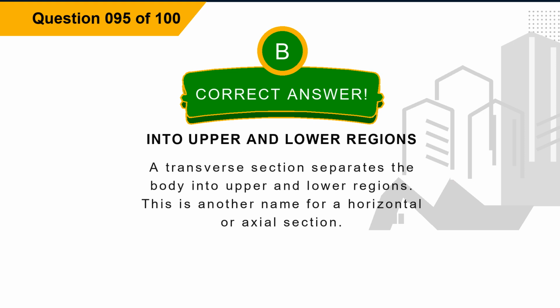Explanation: a transverse section separates the body into upper and lower regions. This is another name for a horizontal or axial section.